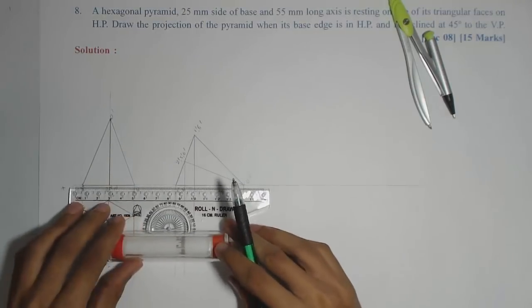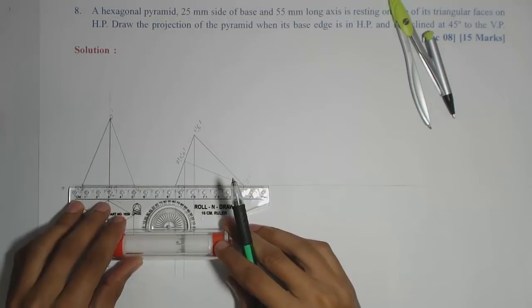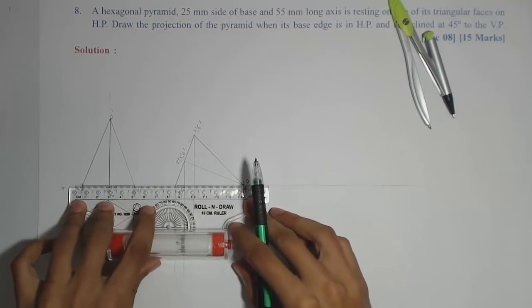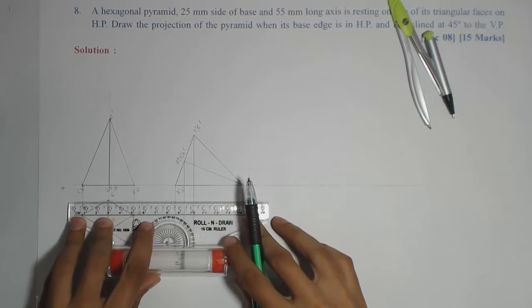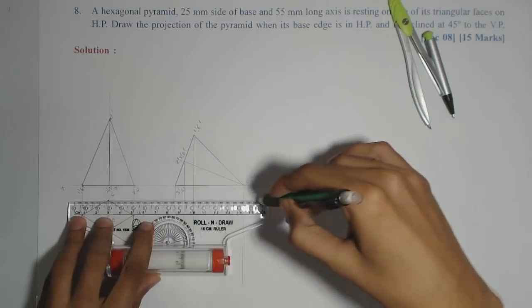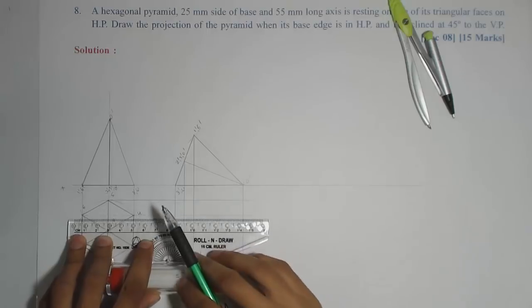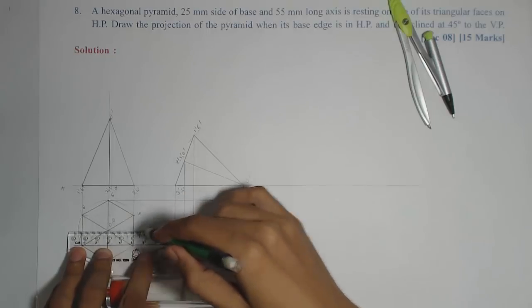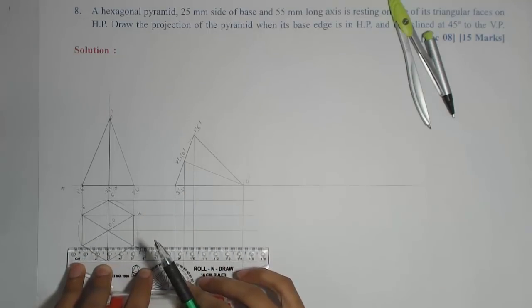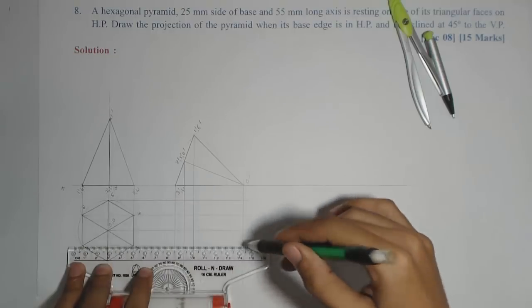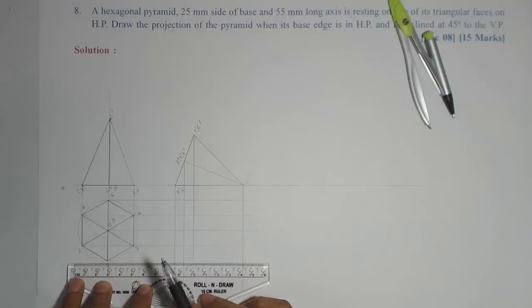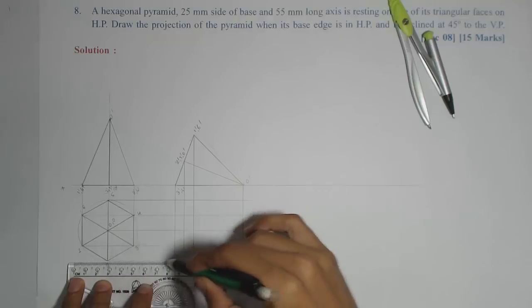Apex. Corresponding projectors from top view to second stage. Again here 2 points will coincide, 4 and 6. Again from the center of the base. Again from 1 and 3, and then last is 2.